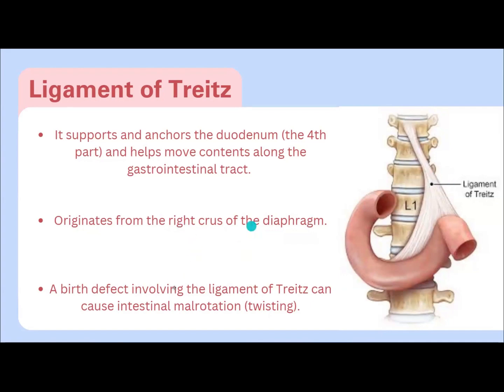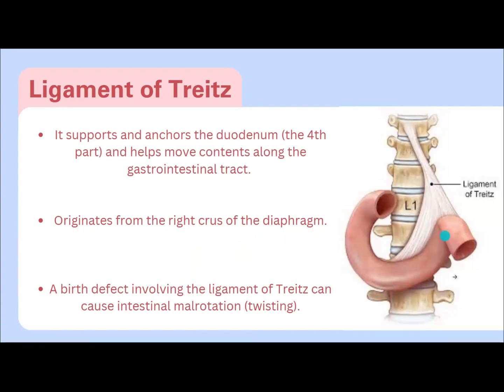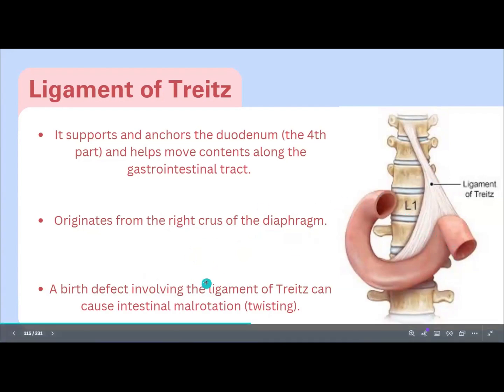Why is it important? Let's say you have a birth defect in this ligament. What will happen? The duodenum will fall down. So you're going to have intestinal malrotation, which is twisting. You're going to have problems in the GI, basically. Okay?